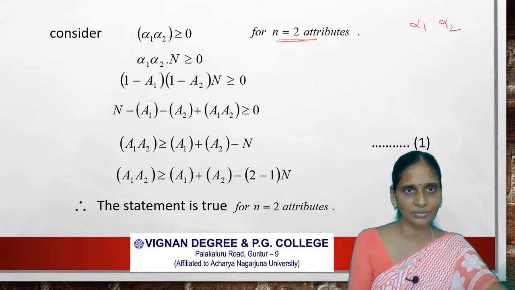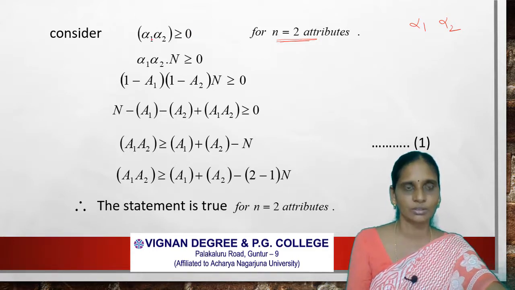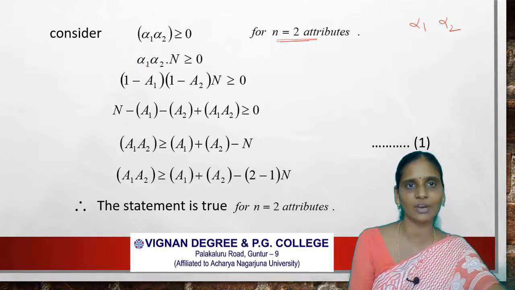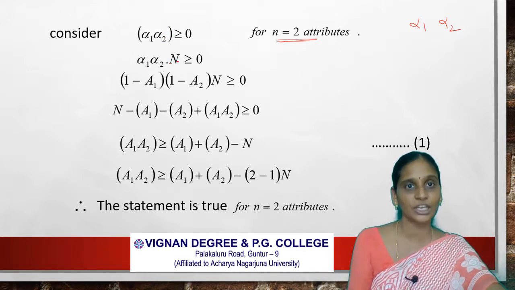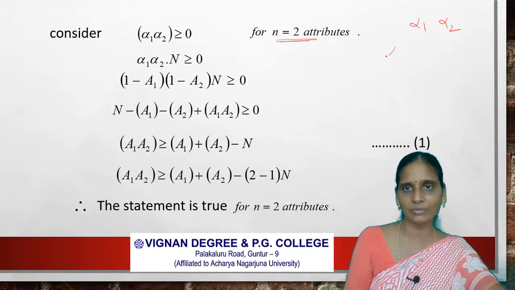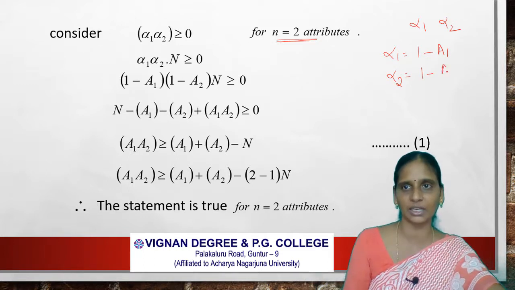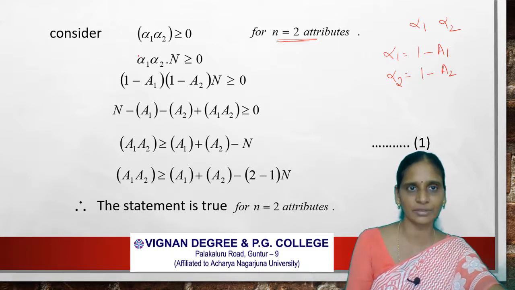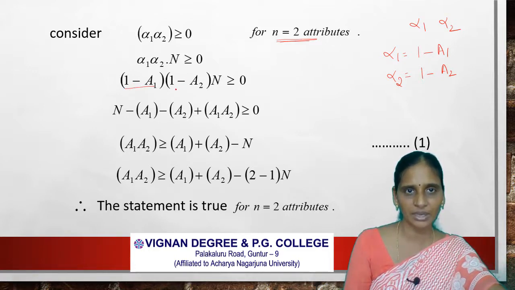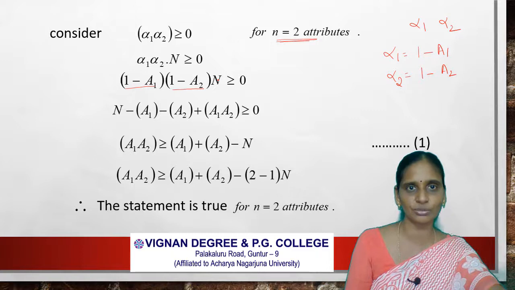Frequency of alpha 1, alpha 2 is greater than or equal to 0. So again frequency of alpha 1, alpha 2 can be written as alpha 1 into alpha 2 into N. So that is greater than or equal to 0. Again alpha 1 can be replaced by the operator 1 minus a1, and alpha 2 can be replaced by the operator 1 minus a2. Now we have to substitute alpha 1 equal to 1 minus a1, and alpha 2 equal to 1 minus a2, into N.